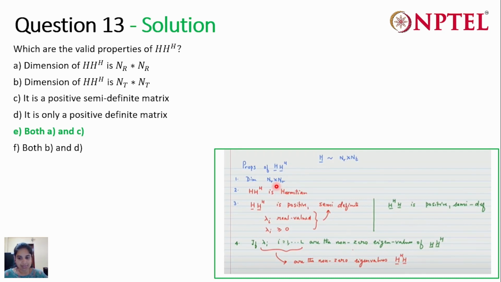And there are a few other properties I wanted to share. So H Hermitian, we know that it's by nature a Hermitian matrix. And H Hermitian is a positive semi-definite matrix. The eigenvalues are all real valued, and lambda i is greater than or equal to 0. So these are the properties of a positive semi-definite matrix. And if lambda i's are the non-zero eigenvalues of H Hermitian, they are the non-zero eigenvalues of H Hermitian H also. So these are a few properties of the H Hermitian matrix.